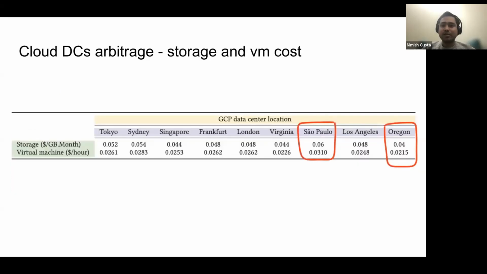Similarly, for storage and VM costs, there also exists an arbitrage, not as great as network latencies and pricing. For example, here, Oregon is the cheapest with 4 cents per GB per month, and a little more than 2 cents per hour for virtual machines, whereas Sao Paulo is roughly 50% more than that. This information is something that LEGOStore makes use of to constantly optimize the costs on an ongoing basis.